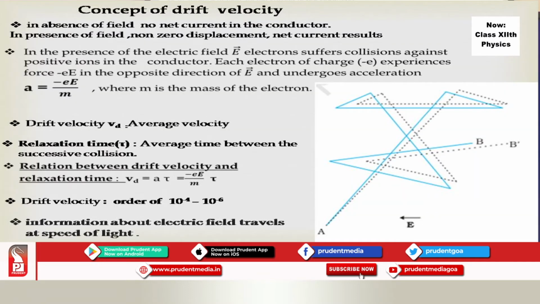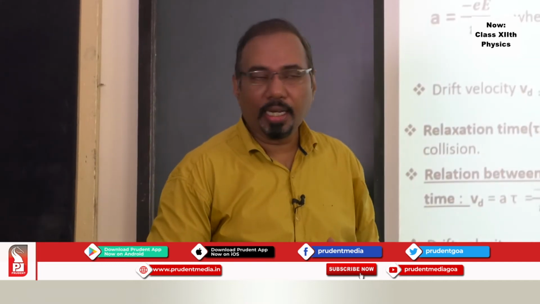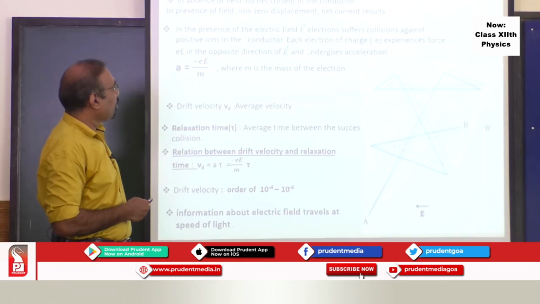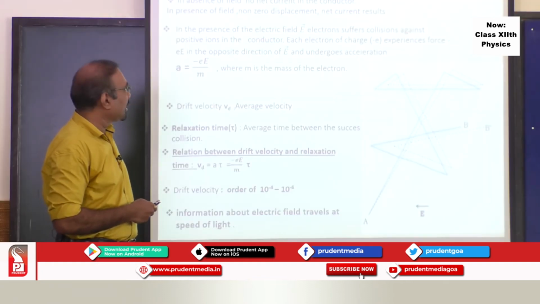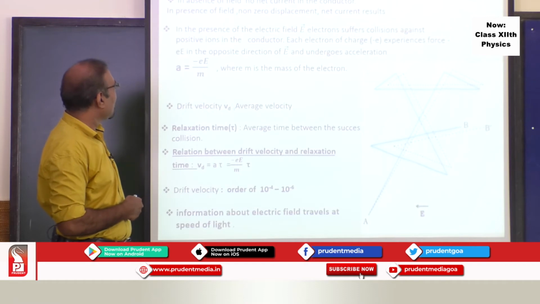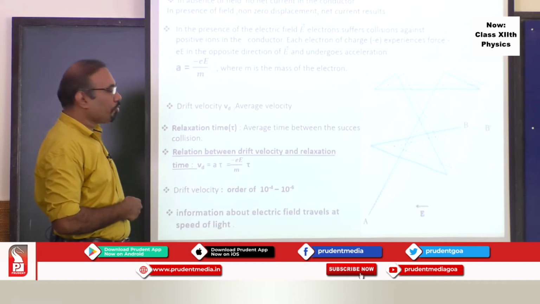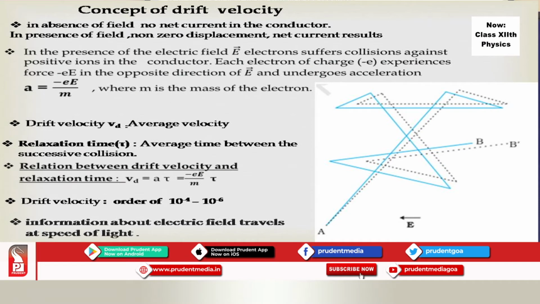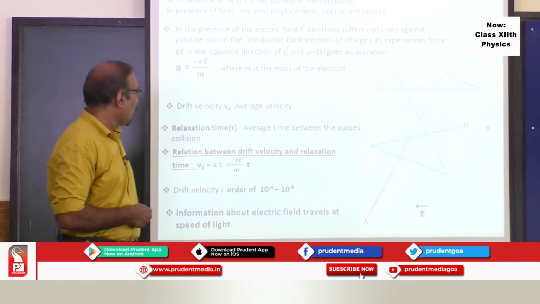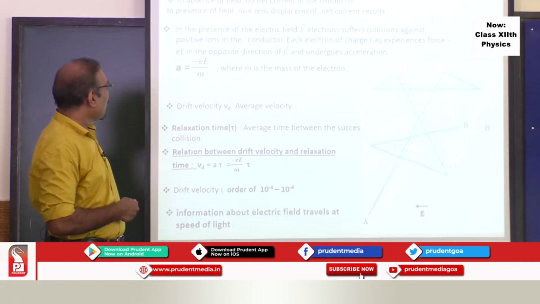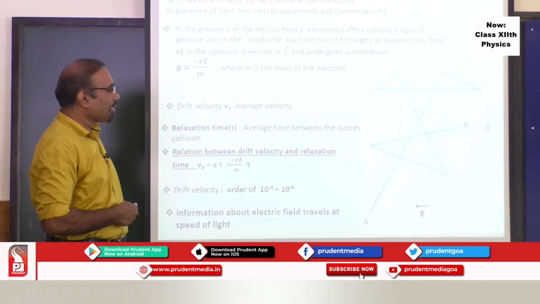So the average velocity of the electron in the direction against the electric field is called the drift velocity. We can find this average velocity by taking the force acting on the charge of an electron. Minus e is the charge of the electron, so the force is minus eE. Using the formula, acceleration is force upon mass, so minus eE upon m is the acceleration. And velocity is nothing but the acceleration into time.